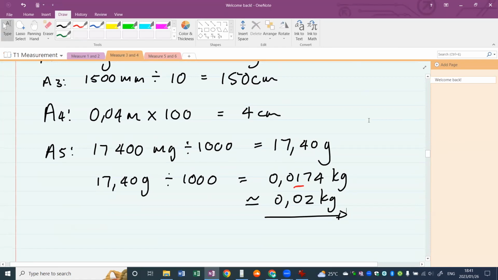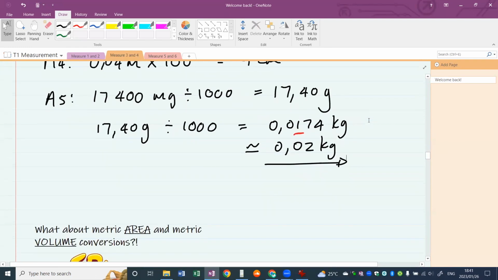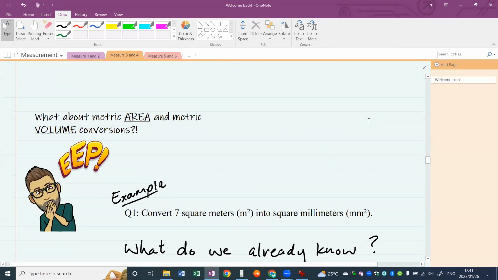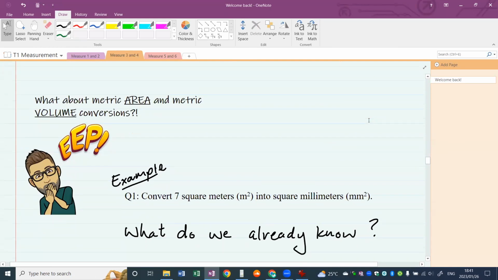If there are no hands in the sky, then I'm going to move on to the next section. It looks like everyone's keen to move. All right. Here we go. Now we're going to get to something really interesting. What about area and volume conversions?